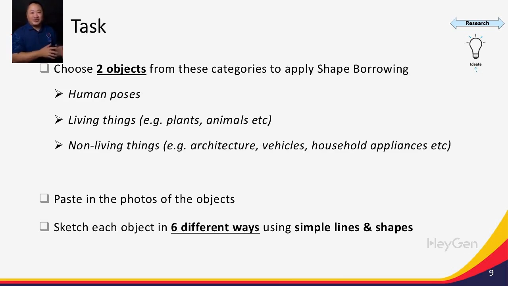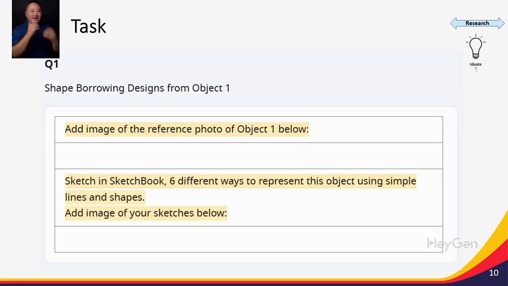You will need to choose two objects to apply shape borrowing. The objects can come from these three categories: human poses, any living thing, and any non-living thing. Remember to add in the image of your reference photo in your assignment. Then, in Sketchbook app, sketch this object in 6 different ways. You can use 6 different layers to sketch, then screen capture these 6 sketches individually to upload to SLS.